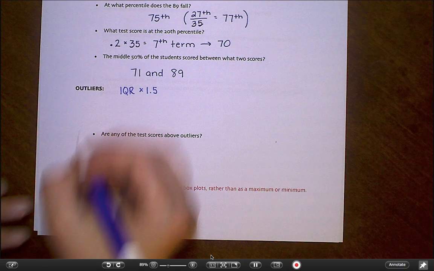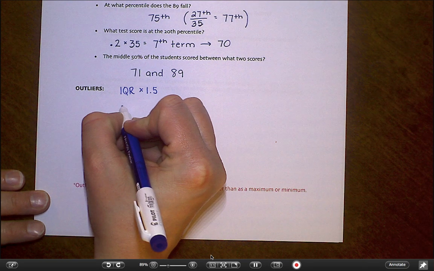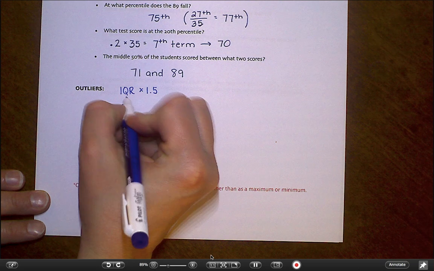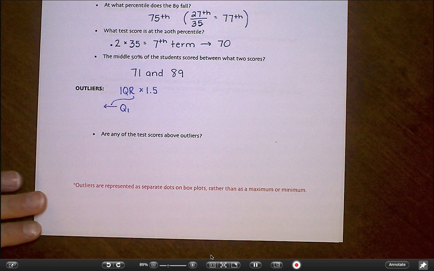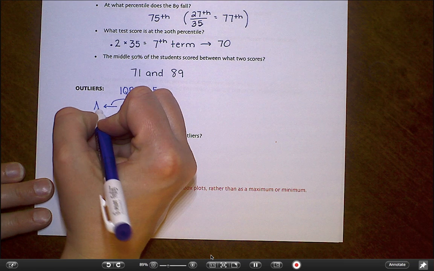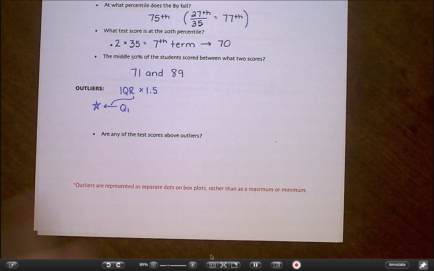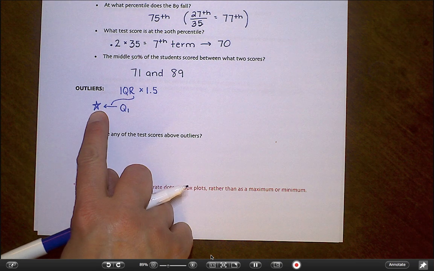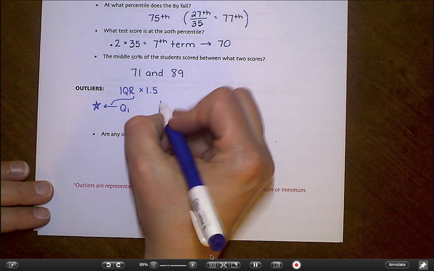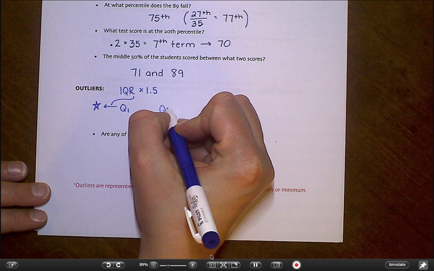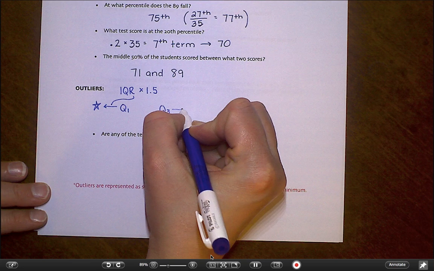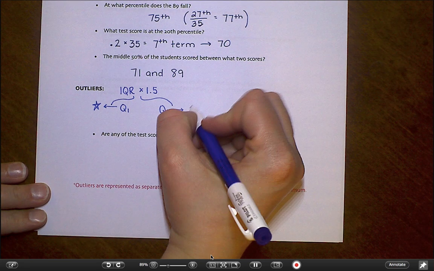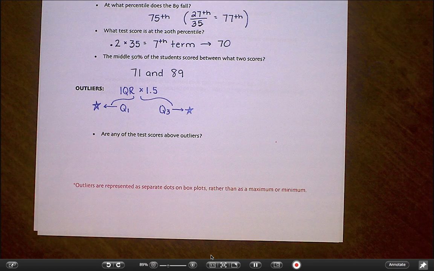Okay, so what we're going to do is take Q1, which remember is the lower half of the data set, and we're going to go backwards by this factor. Okay, and that's going to give us some magic number. So essentially we're taking Q1 and subtracting whatever this value is. Gives us a magic number over here. Then we're going to take Q3 and add that magic number, the IQR times 1.5. So we're going to do that over here. That's going to give us another magic number on this end.